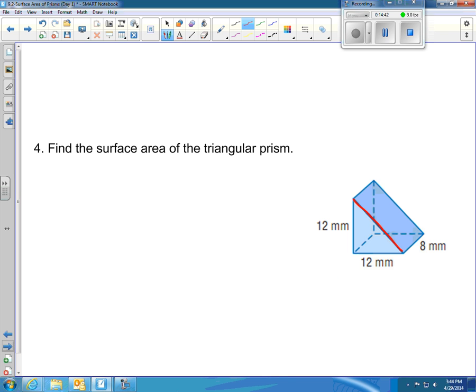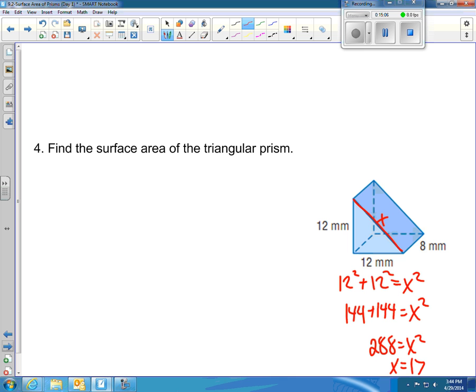So Pythagorean theorem, 12 squared plus 12 squared equals, let's just use x squared. 144 plus 144 equals x squared. 288 equals x squared. So that leaves our x to equal, take the square root, we get 17. Because we had 16.97, the 97 tells us to round it up. So we're just going to call that 17.